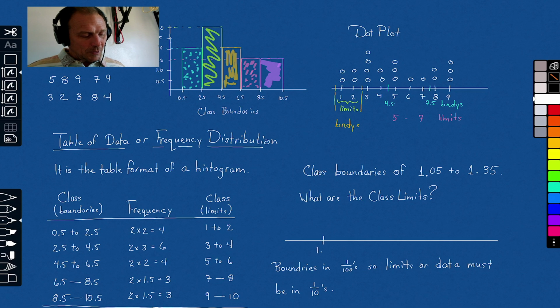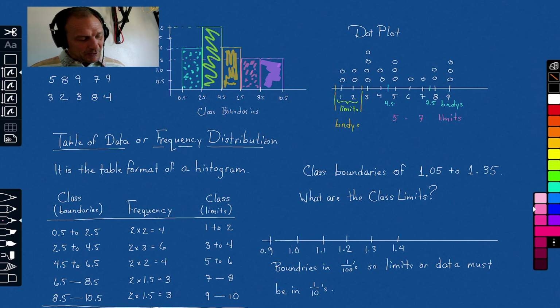So here's 1.1. And the next data value would be 1.2. And the next data value would be 1.3. And the next one would be 1.4. And maybe I could go below it. Who knows? This may not be the lowest one. So below 1.1 would be 1.0. And I could go even below that, to 0.9. And so look at this. Then my boundaries are 1.05, that's right here, up to 1.35.